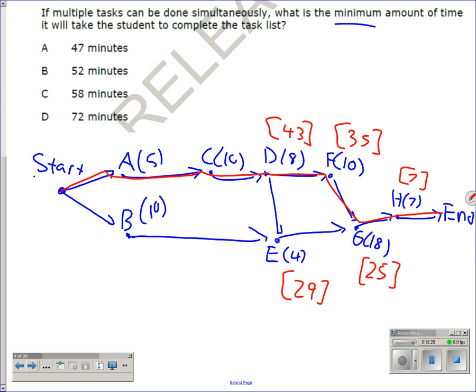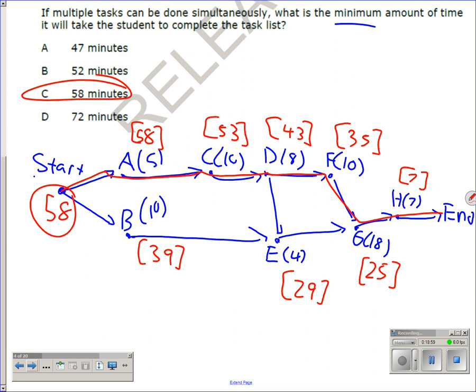All right, let's keep going. So C is only pointing to one thing. 10 and 43 is 53. This is only pointing to one thing. So B, or 10 plus 29 is 39. And A is only pointing to one thing. So 5 and 53 is 58. So which one is my critical path? What's my number here? 58. Which is C.